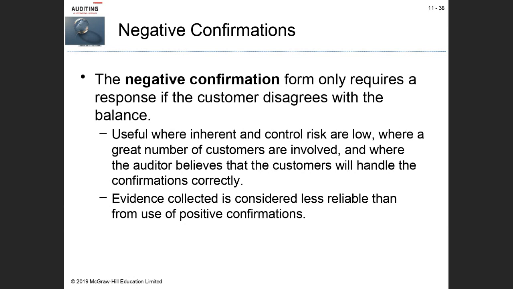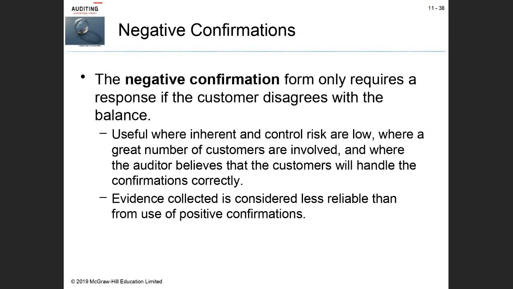So very often what happens then, the auditor sends out negative confirmations and they don't get any back. Well, does that mean that the customer agrees with the balance? Maybe not, right? The confirmations might have got lost in the mail. You don't really know because you're not getting the confirmation back. So because you're not getting the confirmation back, as the PowerPoint says here at the bottom, the evidence that you collect from negative confirmations is less reliable. Why is it less reliable? Because you don't have any paperwork back from the customer, right?